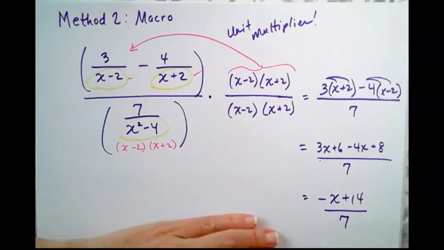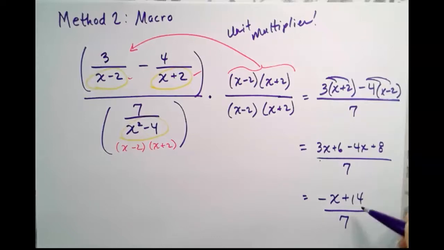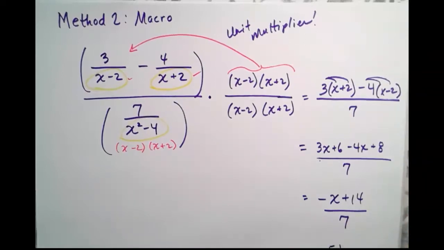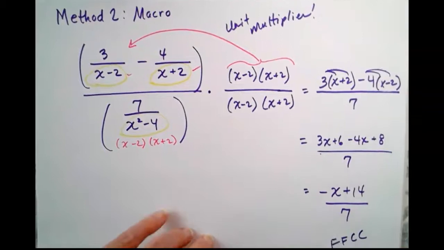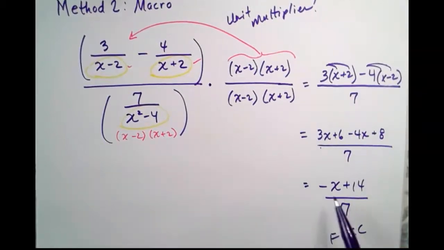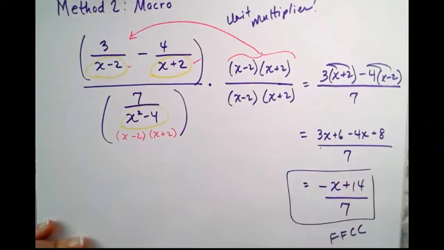Now, one last thing. Absolutely, positively resist the urge to cancel the 7 and the 14. Anybody know why? Because of the FFCC rule. If you cannot factor, you cannot cancel. Negative x plus 14 cannot be factored, therefore nothing is going to be canceled. So this is our simplified result.